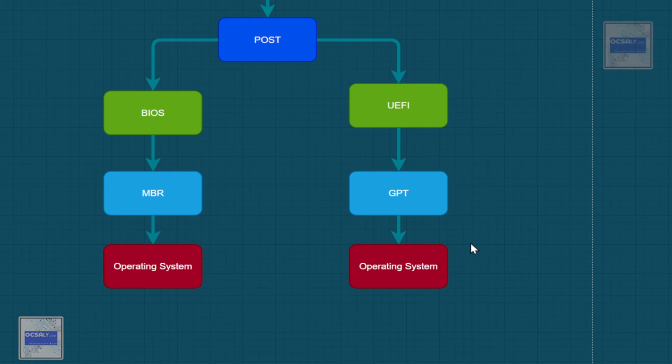Now that you understand the boot process, we still want to control the boot environment with the creation of forensic boot media, which we will discuss in the next lecture.